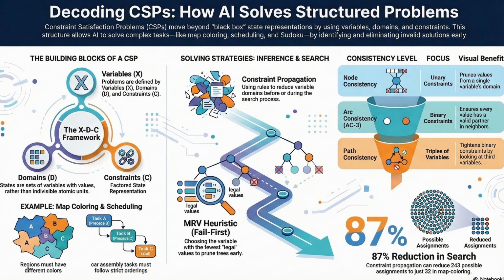I want to apply this to something everyone listening has probably done. Sudoku. The source material claims Sudoku is basically just a CSP. It is a textbook CSP, 81 variables, which are the squares. The domain is digits 1 through 9. And you have 27 all-diff constraints, the rows, the columns, and the 3x3 boxes.